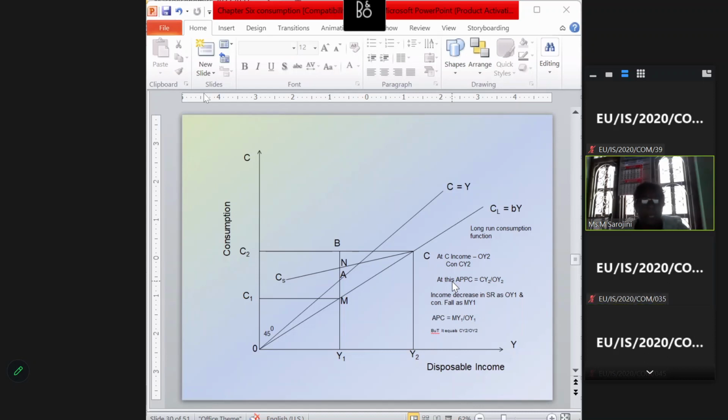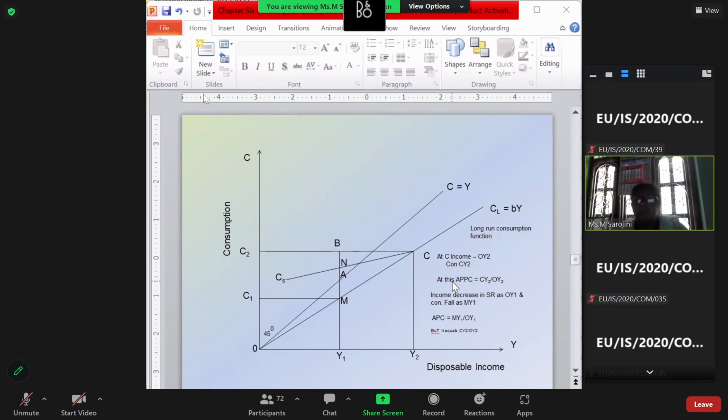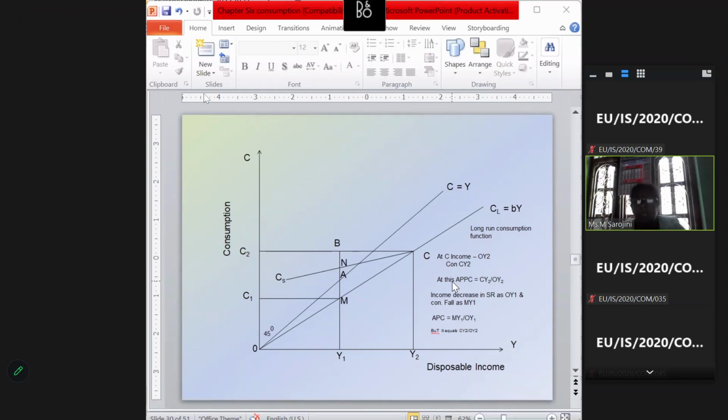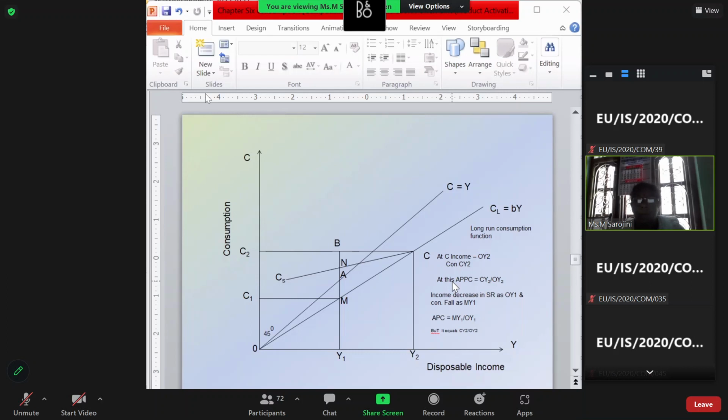At this point C, the APC is equal to OC2 divided by CY2, right? And this is the initial stage. The income is in this amount, and also the consumption is in this amount, right? Here, according to Duesenberry, we have to compare Duesenberry's relative income hypothesis as well as the Keynesian absolute income hypothesis, right?